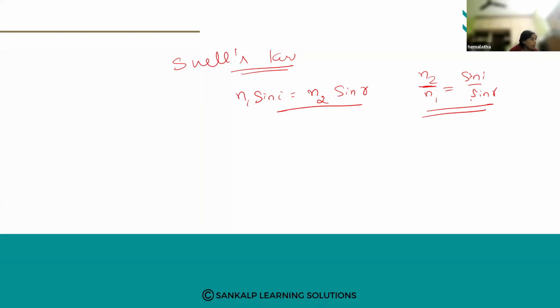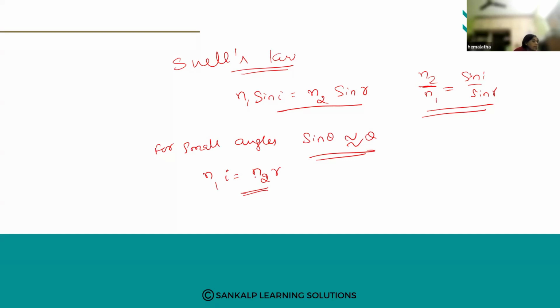Okay, now what is this? For small angles, very important. We know that sin theta is nearly equal to theta. Correct? This we know. So instead of sin we can write N1 of I is equal to N2 of R. Correct or not?